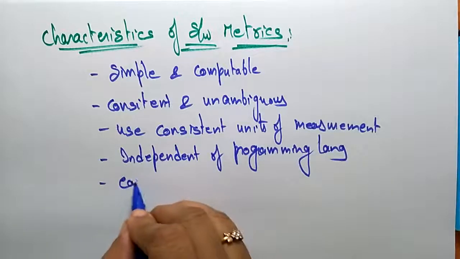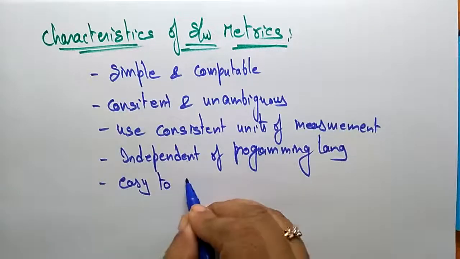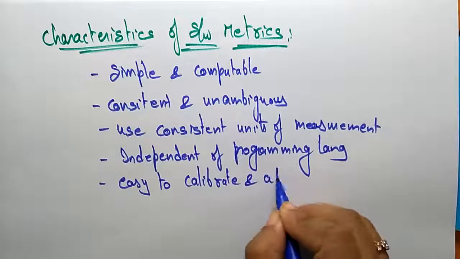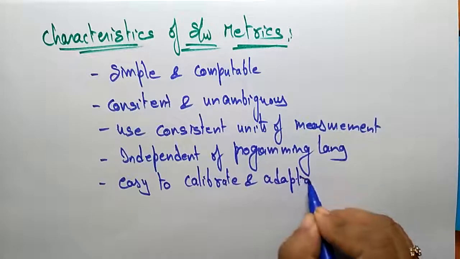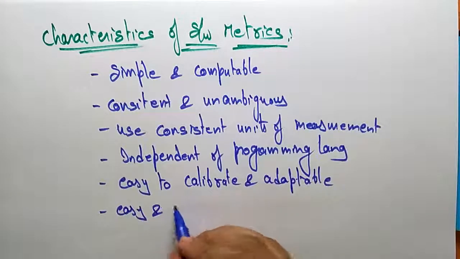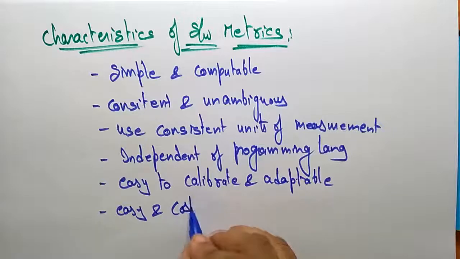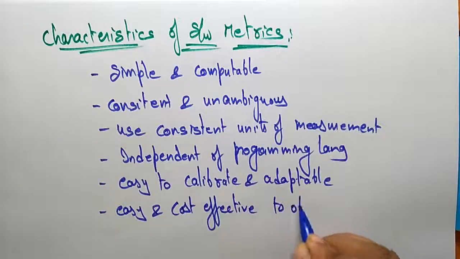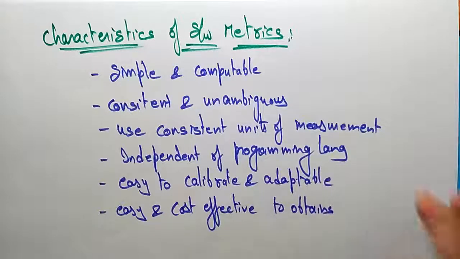And it is easy to calibrate and adaptable. And it is easy and cost effective to obtain also. Easy and cost effective to obtain. So these are all the different characteristics of software metrics.